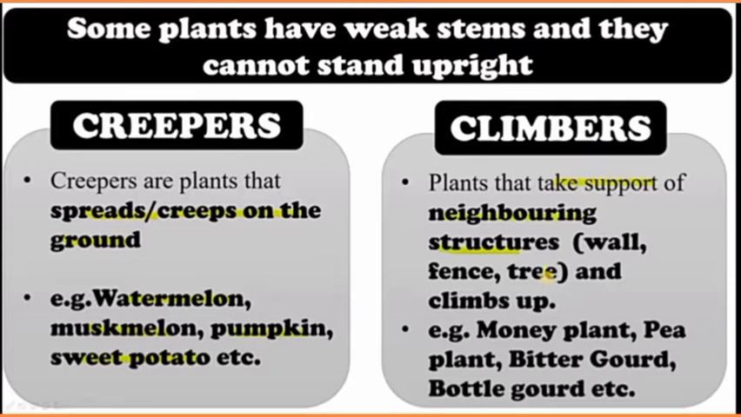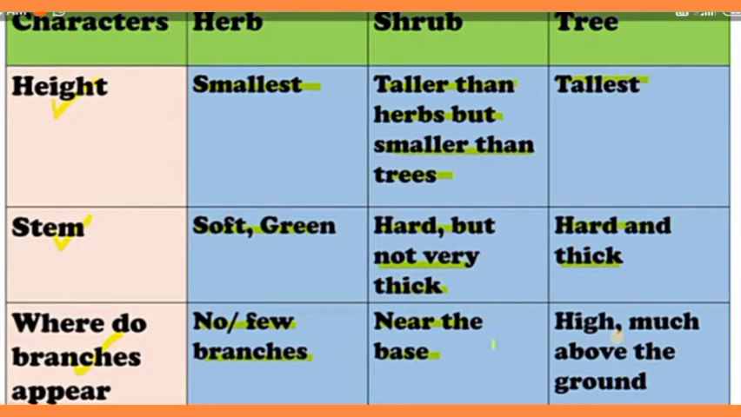Next, creepers and climbers. Some plants have weak stems and they cannot stand upright. Creepers are plants that spread or creep on the ground. Example, watermelon, pumpkin, sweet potato, etc. Then climbers. These are the plants that take support of neighboring structures and climb up. Example, money plant, bitter gourd, etc. All of you please pause the video and look at the screen carefully. Here you can see the characteristics of the different categories of plants.